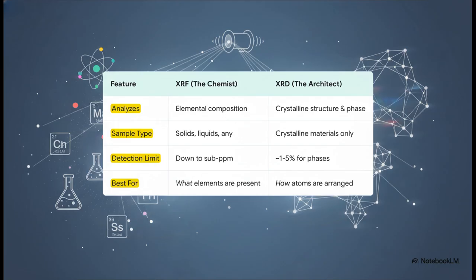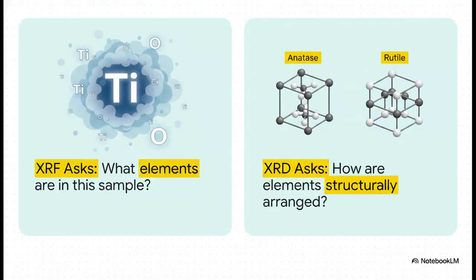For sample type, XRF is super flexible, solids, liquids, whatever. But XRD, it really only works with crystalline materials. And then there's the detection limit, and this is a big one. XRF is insanely sensitive. We're talking parts per million. XRD, on the other hand, usually needs a phase to make up at least, say, 1 to 5% of the sample before it can even see it. So, to put it as simply as possible, XRF finds out what elements are present, and XRD finds out how those atoms are arranged. So, it all comes down to the core question you're asking.